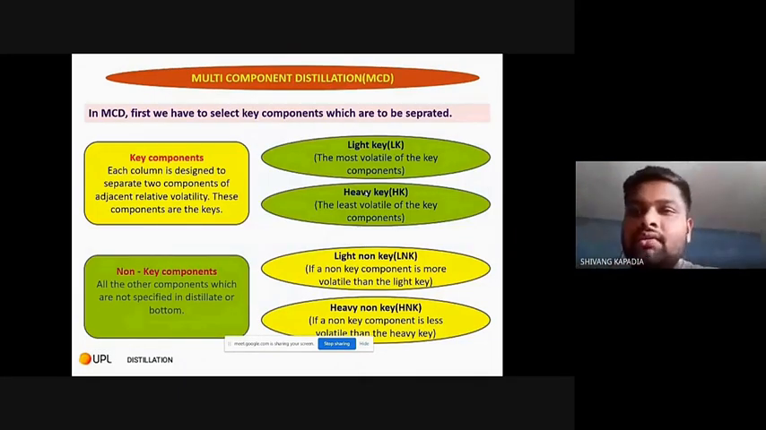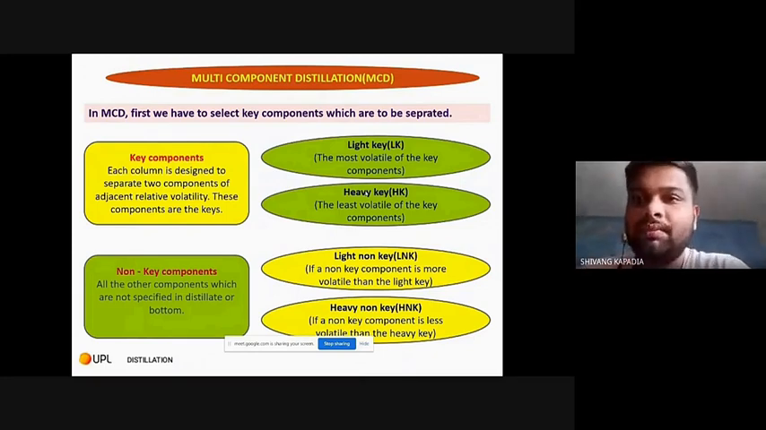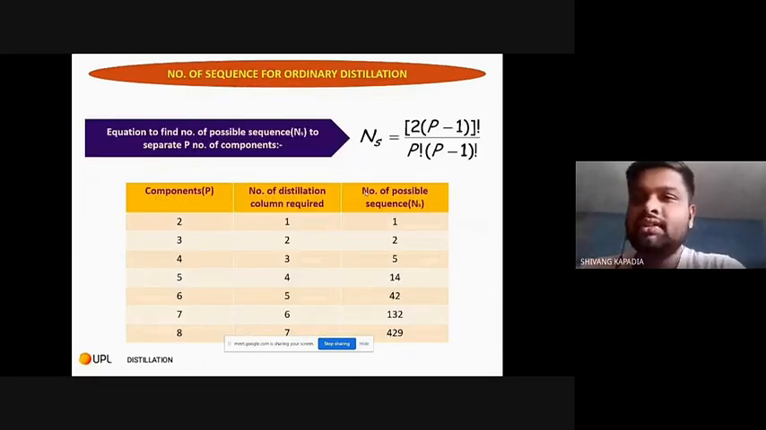If the feed contains more than two components, then we can go for multi-component distillation. This is the general method for multi-component distillation, in which we first of all have to select the key components, like the light key component and the heavy key component. The general formula to determine the preferable sequence is called the Thompson and King equation.